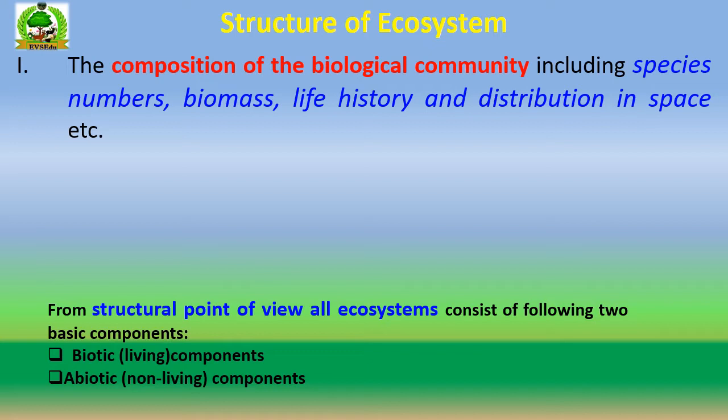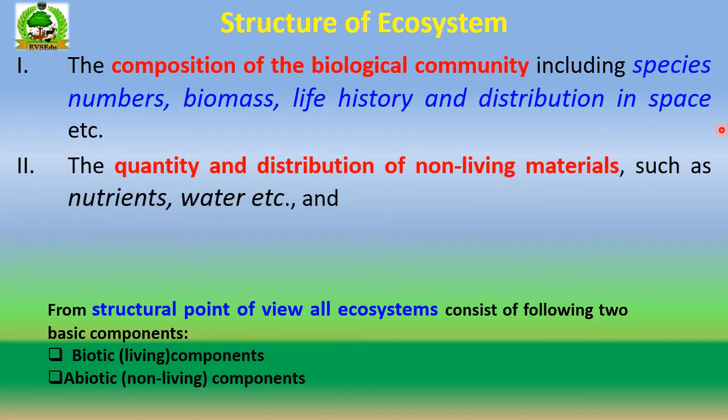A biological community in any ecosystem comprises different things, like species number. What is the number of species of a particular biological community? What is their biomass? Their life history? Are they native to this place, or are they exotic from some other place, or their habitat is elsewhere and they come here from other places? And distribution in space: the range of a biological community with respect to distribution.